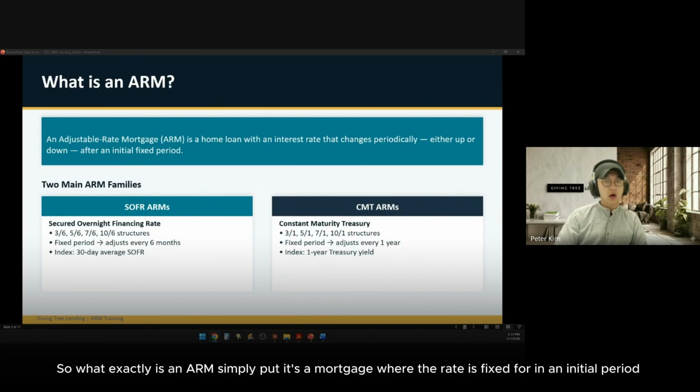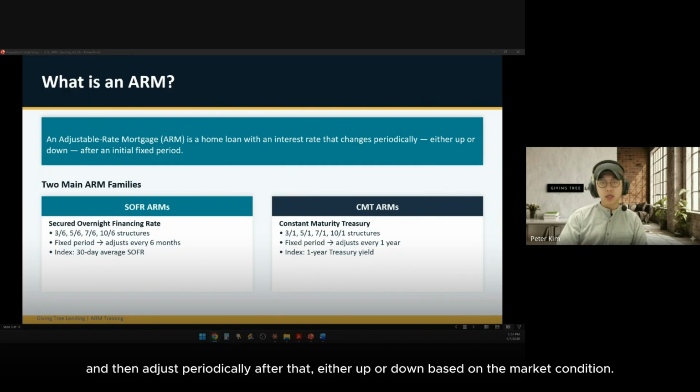So what exactly is an ARM? Simply put, it's a mortgage where the rate is fixed for an initial period and then adjusts periodically after that, either up or down based on market conditions.